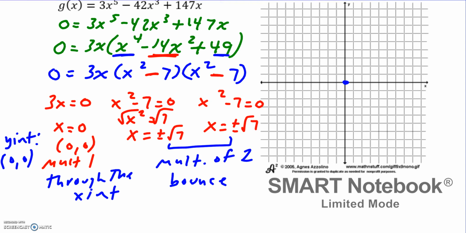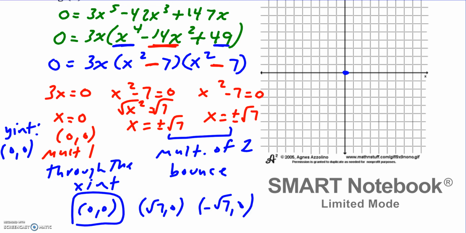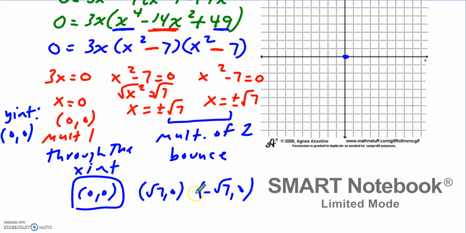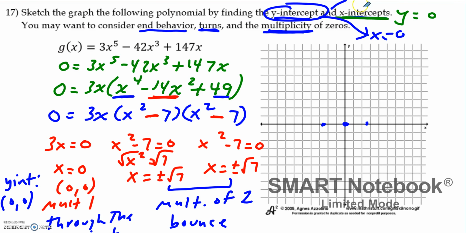And the graph also goes through, if I'm being formal about it, my roots at 0, 0, root 7, 0, and negative root 7, 0. In decimal form, just to help you approximate, these are 2.65, 0, and negative 2.65, 0. So if I graphed those, we would be a little bit past 2.5 and a little bit past negative 2.5. And so the graph either has to bounce or go through all 3 of these roots. So that's step 1. So we took care of this and we took care of this.